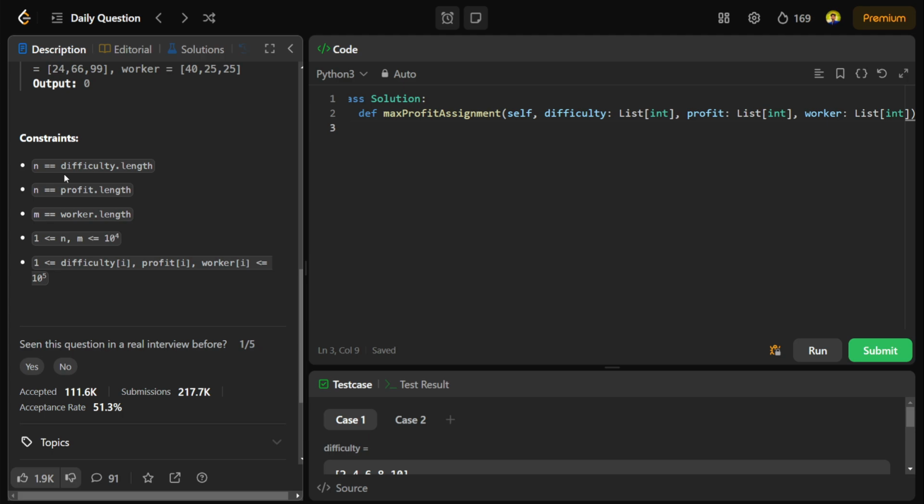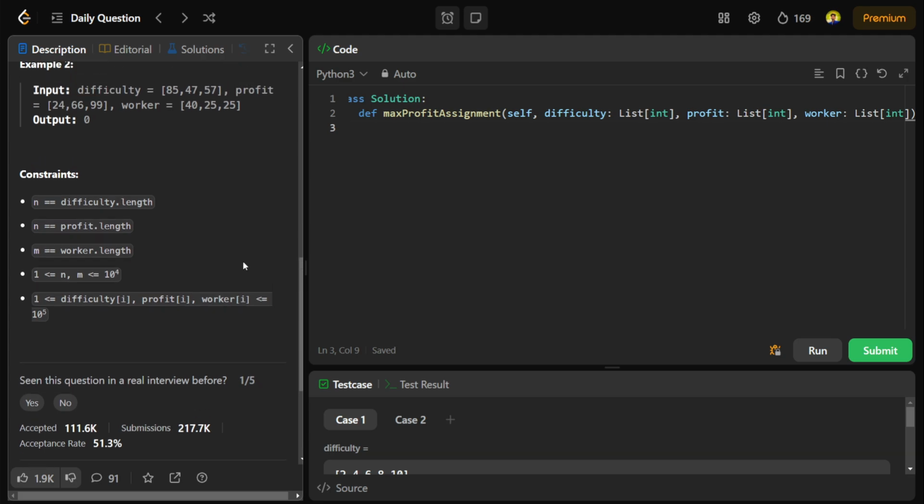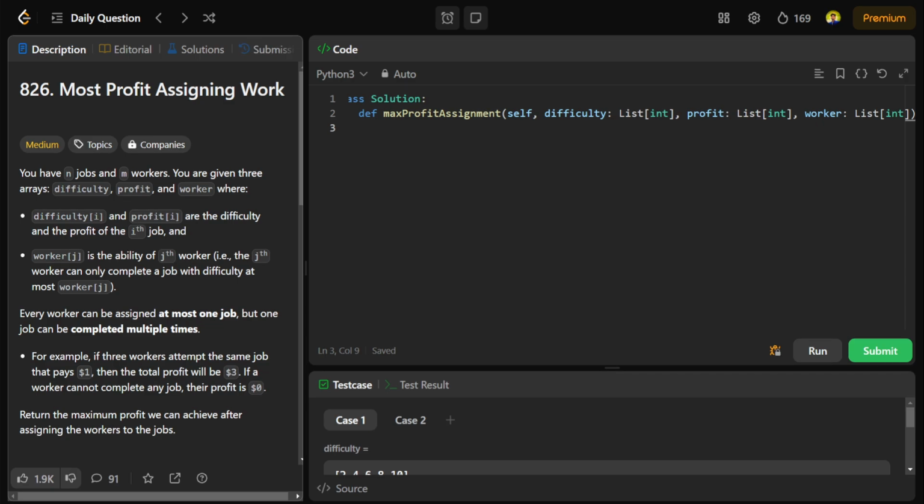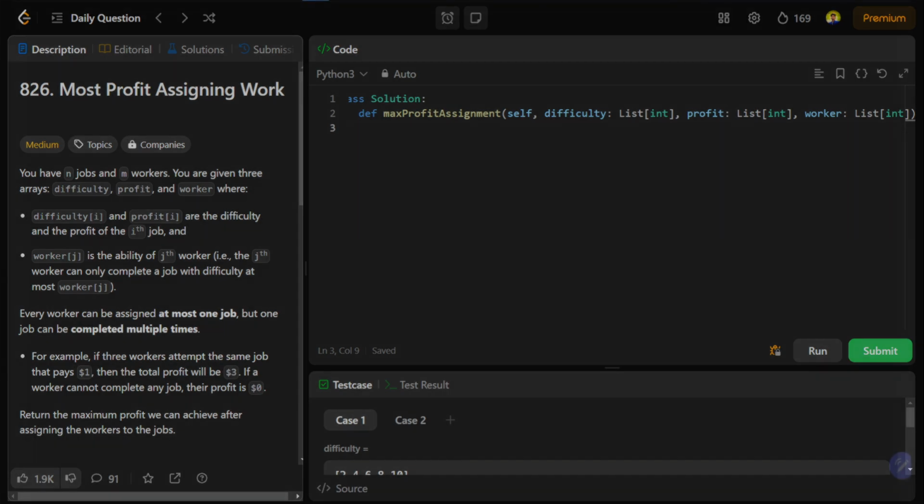Let's see the constraints. They're saying the size of the difficulty array and the profit array is equal, which is n, and n can go from 1 to 10 to the power 4. Similarly, the worker array can also go from 1 to 10 to the power 4. And the elements inside, like the profit level or the difficulty level of a worker or of a particular job, can go from 1 to 10 to the power 5. So let's see how we can do this question with some example.